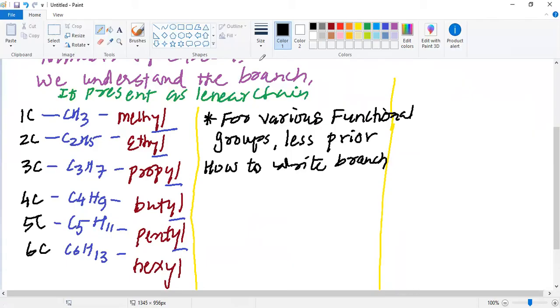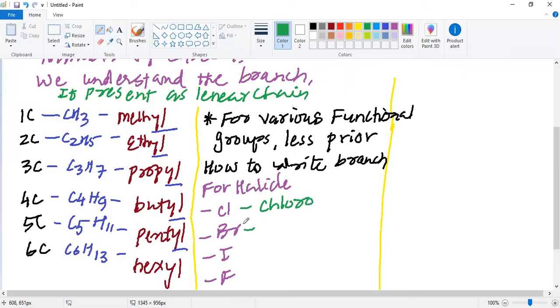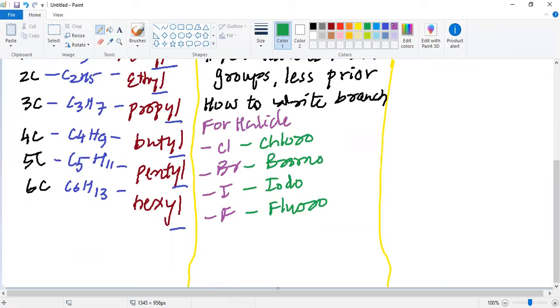For halides, if we have the branch Cl, Br, I, F, we can write for them. For Cl, we will write chloro. For Br, we will write bromo. For I, we may write iodo. For F, we can write fluoro, my dear students.